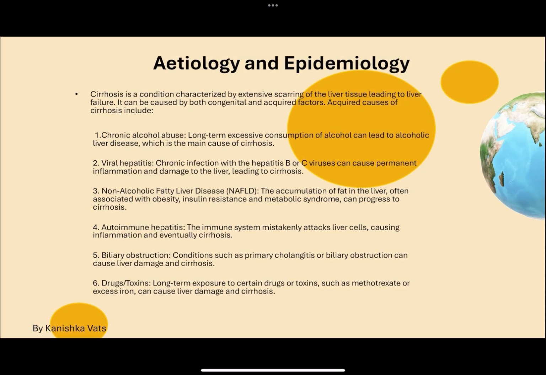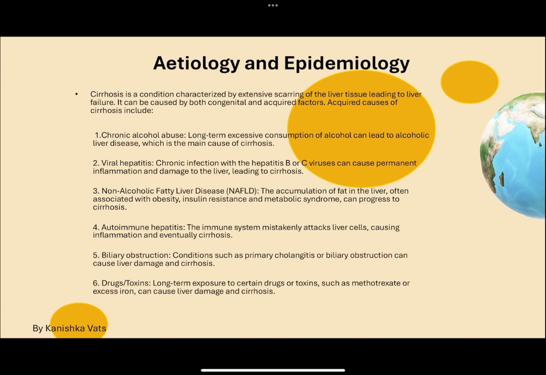Hi, I'm going to talk about the etiology and epidemiology of hepatic cirrhosis. In this slide, I'm going to talk about etiology first. So, what is hepatic cirrhosis? Hepatic cirrhosis is basically a scarring of liver tissue which leads to liver failure. This problem can be caused by both congenital and acquired factors.